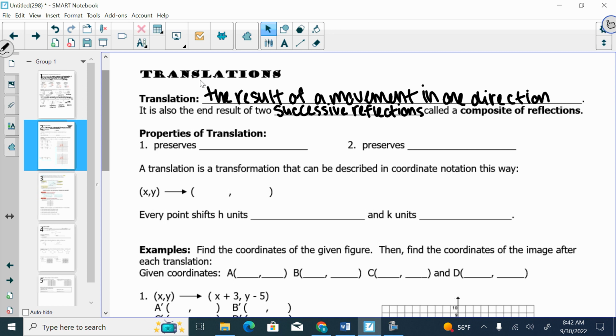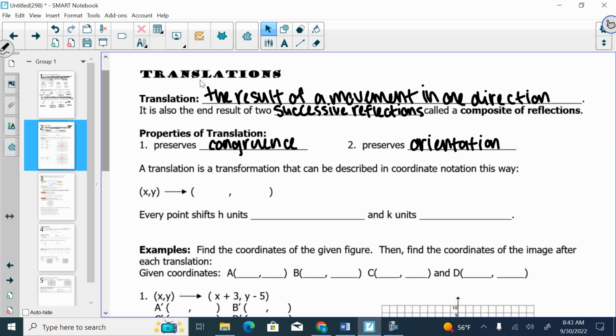Okay, so the properties of your translation are going to be first that it always preserves congruence. So the size of your figure and the shape of your figure will never change when translating. It's also going to preserve the orientation of the figure. And remember, orientation just means which way it's facing, right? Kind of like that house on the first set of examples we did, right? Whenever it was rotated, it lost its orientation, right? It changed directions.